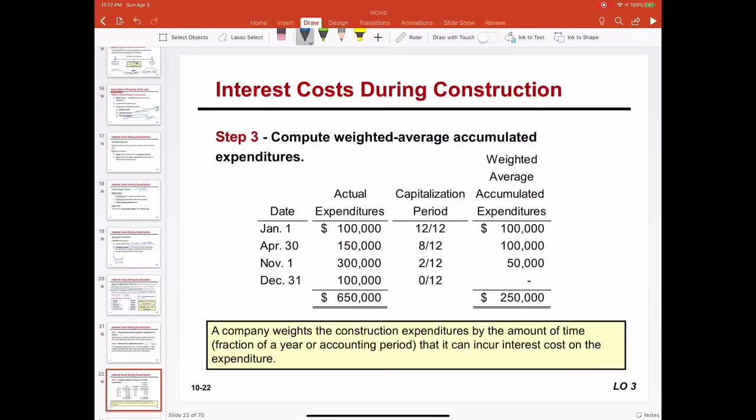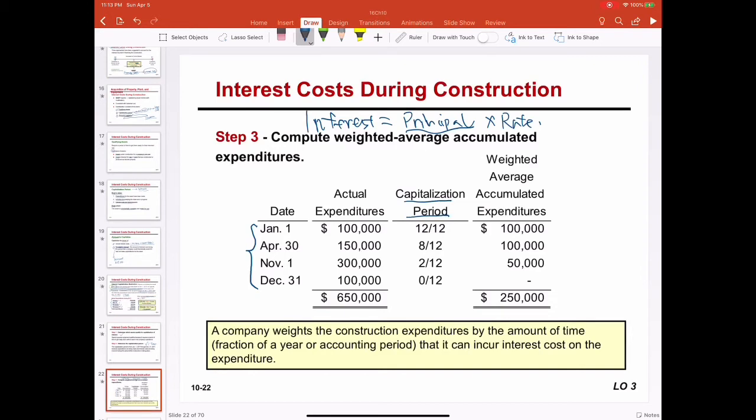Next, step 3, to calculate weighted average accumulated expenditures. The interest is the product of the principal and interest rate. And the principal here represents the actual capital used for this equipment. As I said, there are different expenditures on different dates. How long the capital has been used is associated with the interest cost. So what we do is we first calculate the capitalization period.